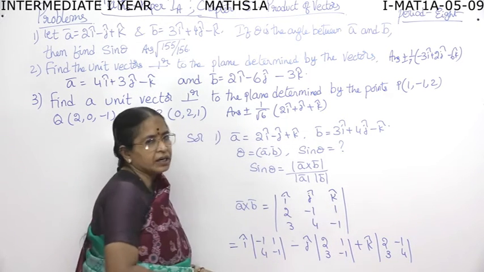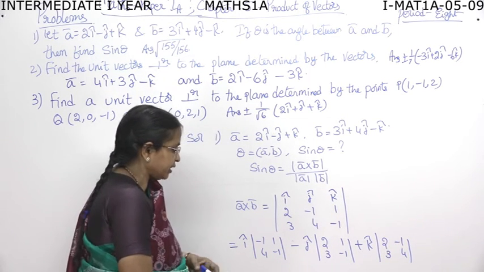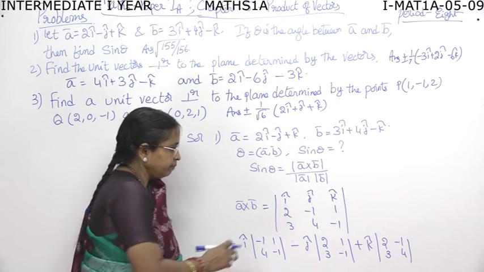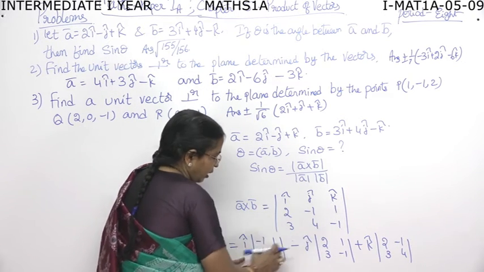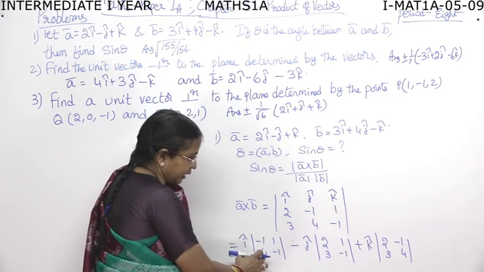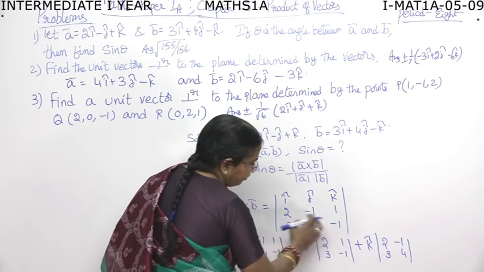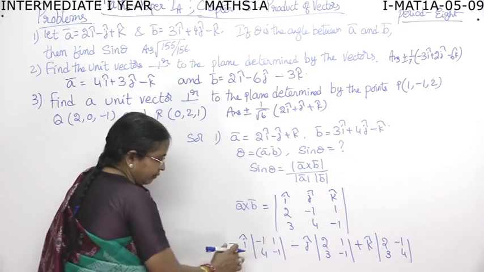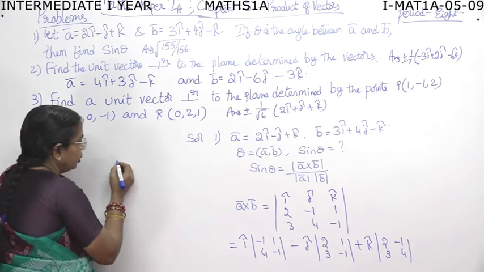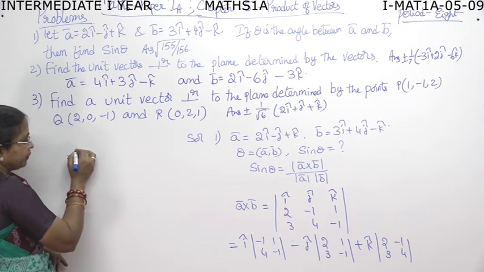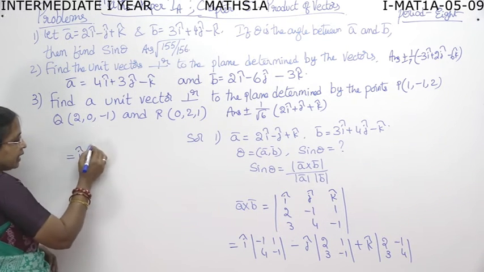So after writing like this, you please verify whether you have written them correctly or not. So i into, delete the row and column. Whatever you have written, is it correct? You just check. Minus j into 2, 3, 1, minus 1, and k. Okay, so now you write the values. While writing also, you should be very careful.